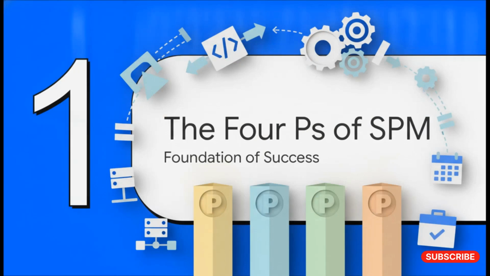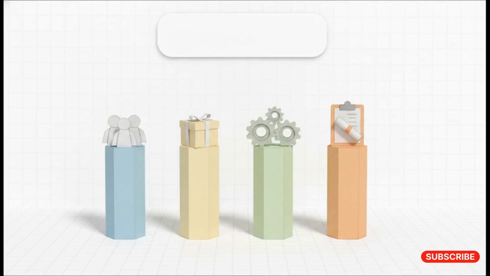Let's start with Section 1, the 4 Ps of SPM. This is the foundation of your success. Our 4 pillars are people, product, process, and project. This brilliantly illustrates the absolute high-level strategy you must have locked down before a single line of code is ever written. You need the right people on the job, a really clear understanding of the product being built, a strictly defined process for how to build it, and of course, tight management of the overall project itself.